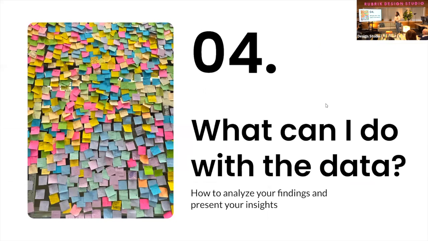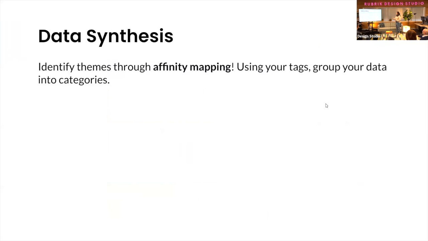Great. Now you have a ton of data on your hands. What are you going to do with the data? And so this is where data synthesis comes in. And one of the techniques that we use in user research is something called affinity mapping. And this is essentially just using those tags that you had and grouping all your entries into different categories and forming associations.